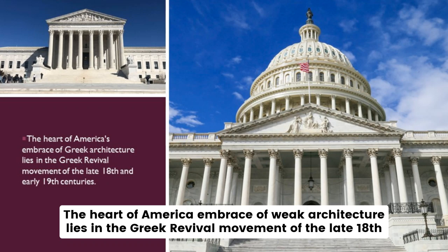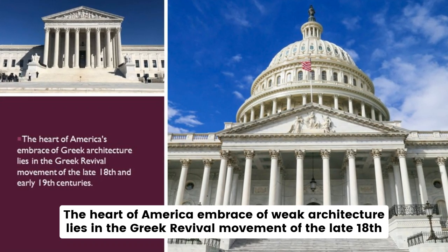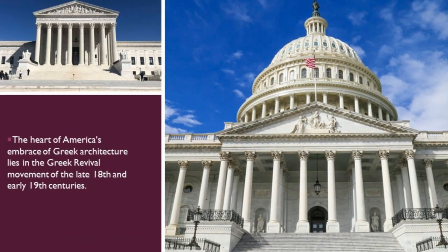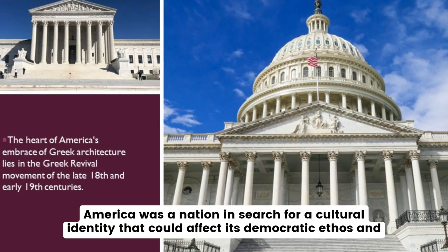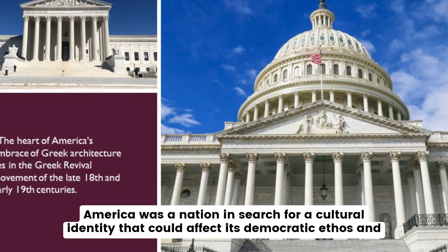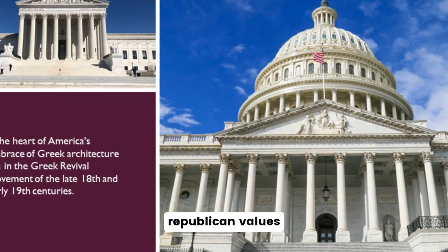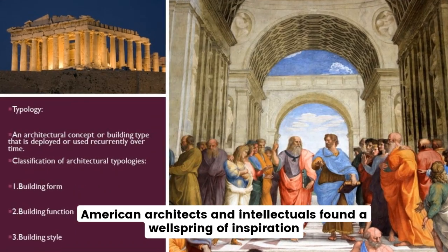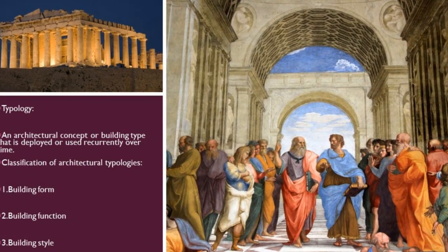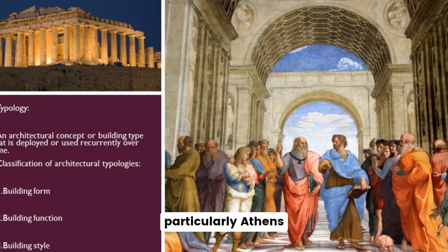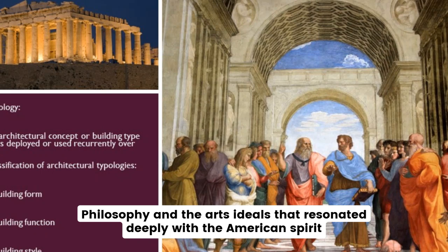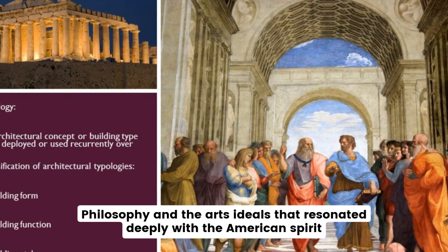The heart of America's embrace of Greek architecture lies in the Greek revival movement of the late 18th and 19th centuries. Post-independence, America was a nation in search of a cultural identity that could reflect its democratic ethos and republican values. In ancient Greece, American architects and intellectuals found a wellspring of inspiration. The Greek polis, particularly Athens, was perceived as the birthplace of democracy, philosophy, and the arts, ideals that resonated deeply with the American spirit.